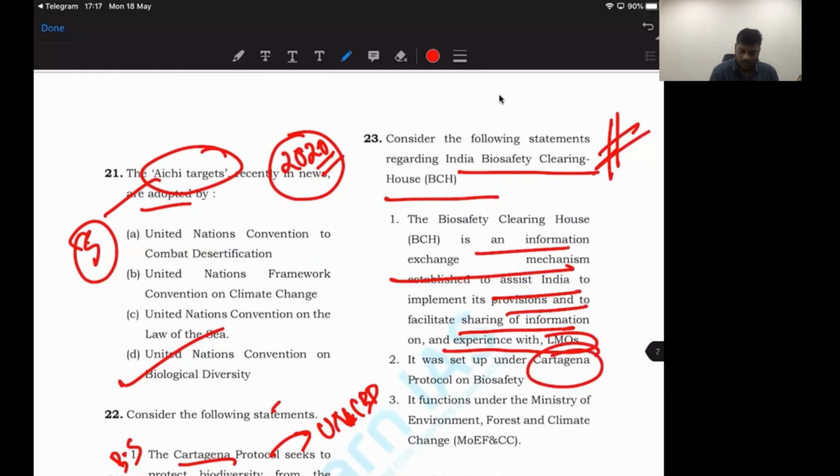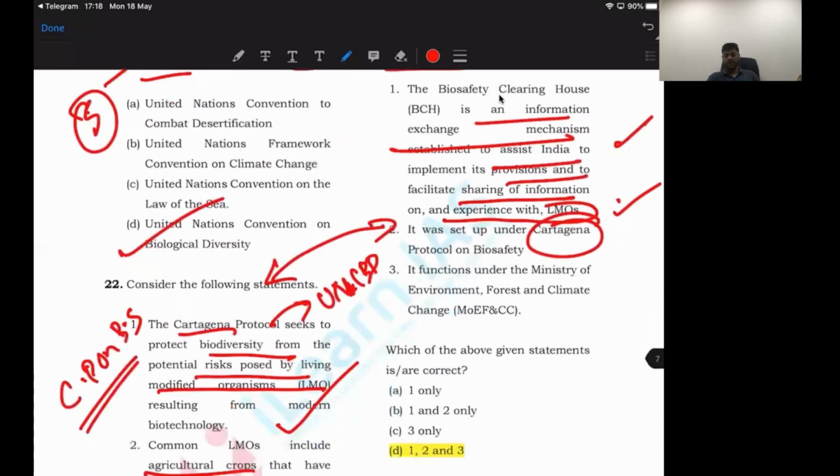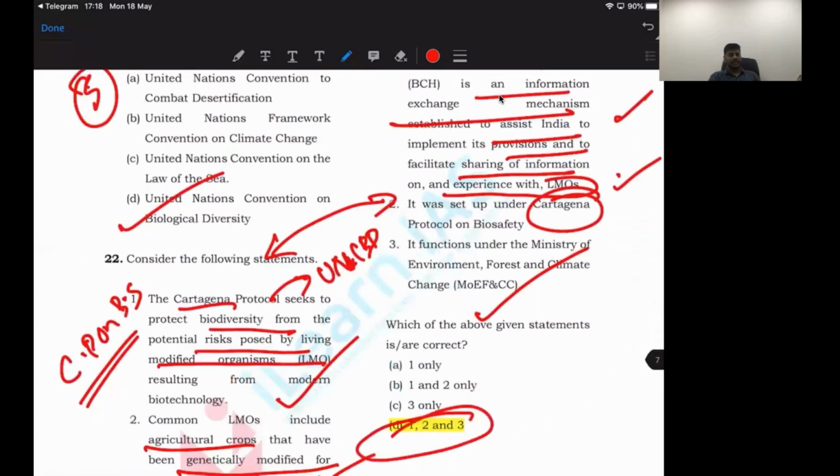So look at these two statements. The Cartagena Protocol says about LMOs, and the Biosafety Clearinghouse also says about LMOs. In fact, the Cartagena Protocol prescribed countries to establish a Biosafety Clearinghouse to ensure biosafety in respective countries. So these two statements are correct. And as you all know, this Biosafety Clearinghouse should be working under the Ministry of Environment, Forest and Climate Change. So this is another important piece of information. 1, 2, 3, all are correct statements. 23rd one, D is the correct answer.